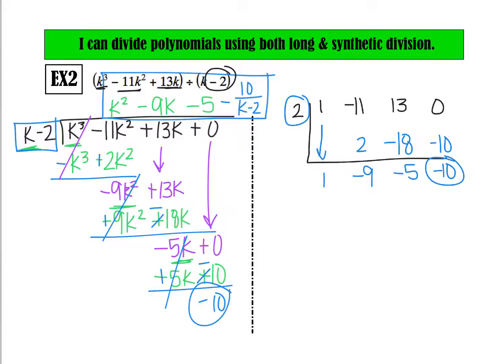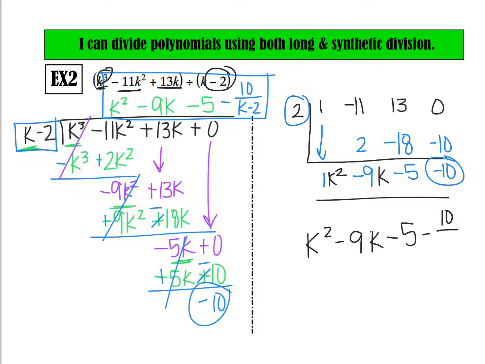And so I started out with k to the third. So this is going to be k to the second, k to the first, k to the 0. And if you notice, I end up with the same answer. So k squared minus 9k minus 5 minus 10 over k minus 2. And that is my division problem.